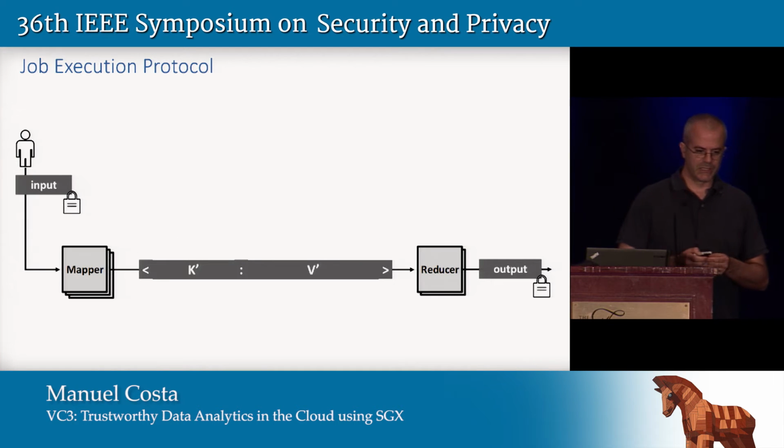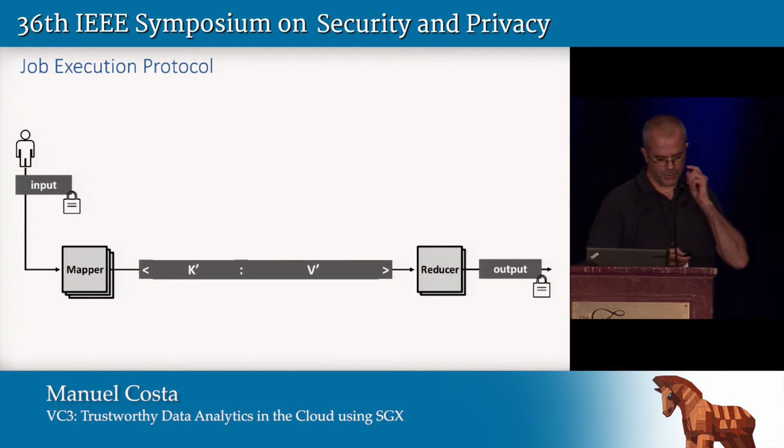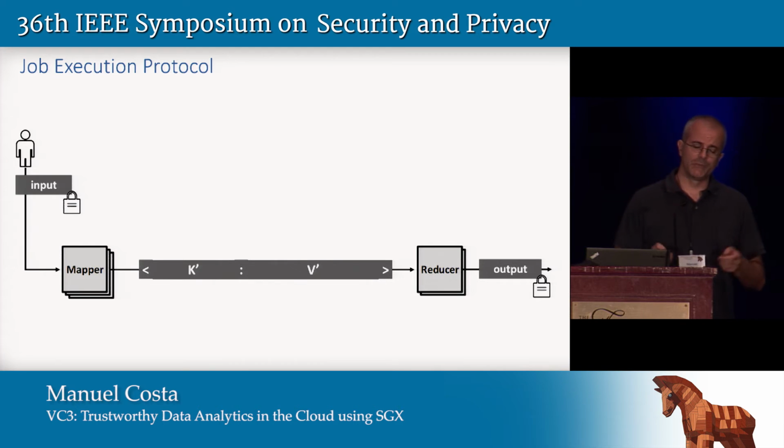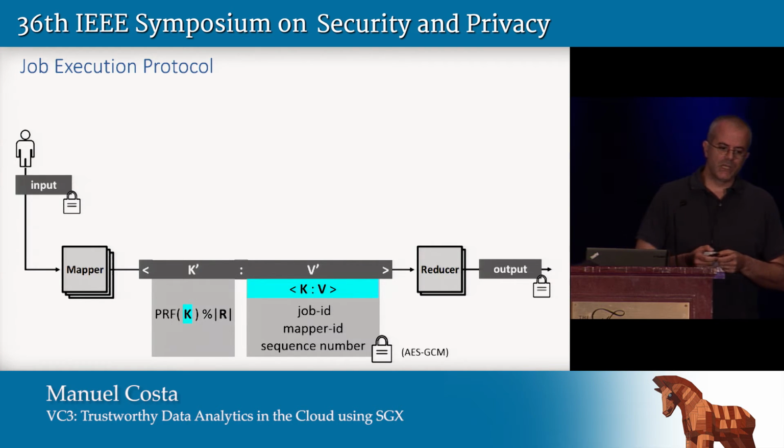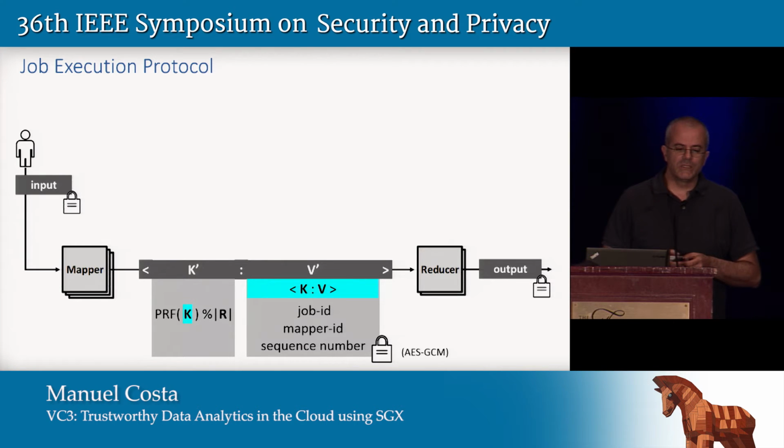So let me give you a little bit more details on the job execution protocol. During a normal data analytics computation, the mappers will be producing these intermediate key value pairs to send to the reducers. So we change this, and we have a different format for these intermediate key value pairs.